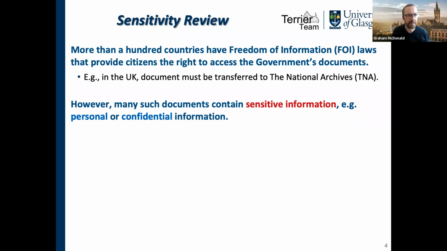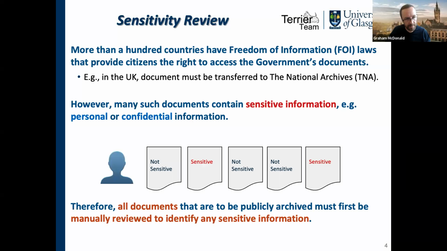Okay, so sensitivity review. It's not only the UK that implements freedom of information laws. There are in fact over 100 countries that implement such laws. But the documents may contain sensitive information, such as personal or confidential information. So if you're going to transfer the documents to the archive, so it should be publicly archived, you first have to manually review the documents to identify any sensitive information.